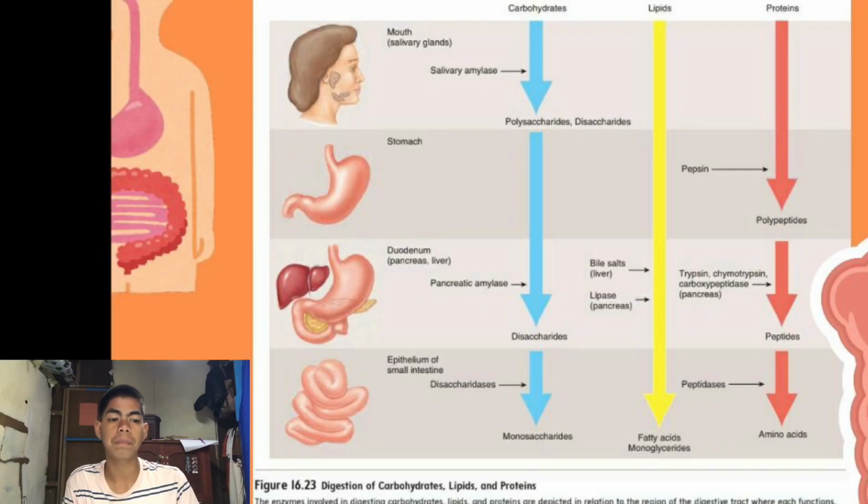Then enzymes called peptidases split them into single amino acids. These amino acids are absorbed into the blood and carried to the liver, and from there they are sent all over the body. Amino acids are important for building and repairing tissue, making enzymes, and supporting growth.